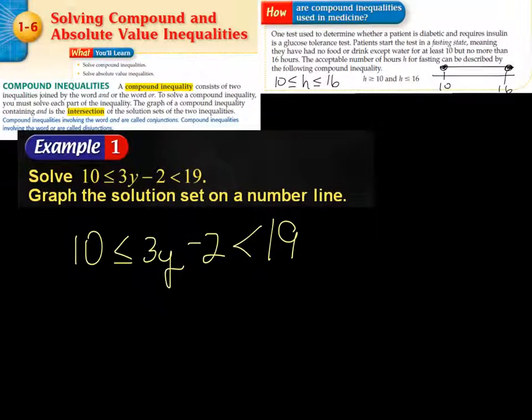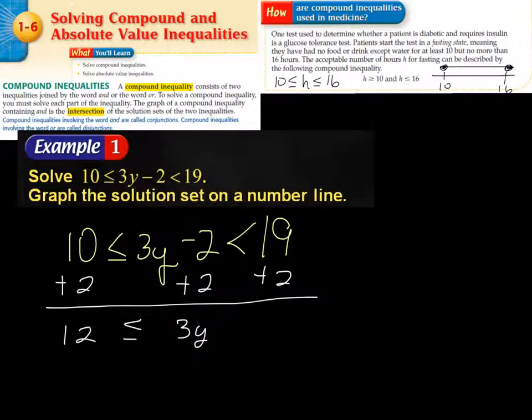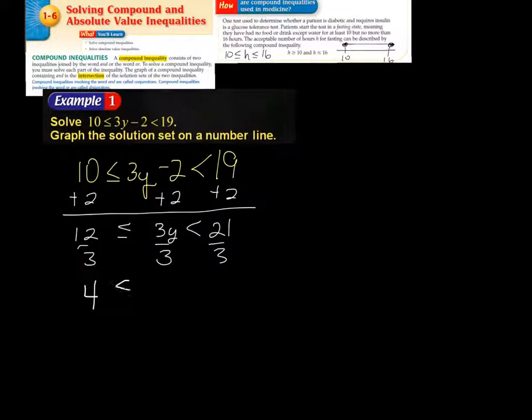The book shows two methods of solving this. The first one is to break it up into two separate inequalities. I really prefer the second method. I'm not even going to show you the first; you can look at it in the book if you want to. We undo the minus 2, and we're just going to do it to each section of the inequality. So now I have 12 is less than or equal to 3y is less than 21. And then we can divide all three sections by 3. So we end up with 4 is less than or equal to y is less than 7.